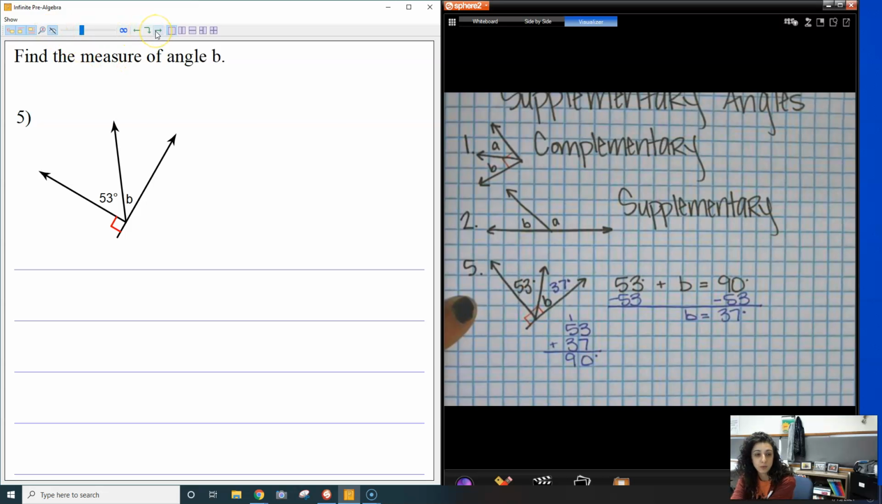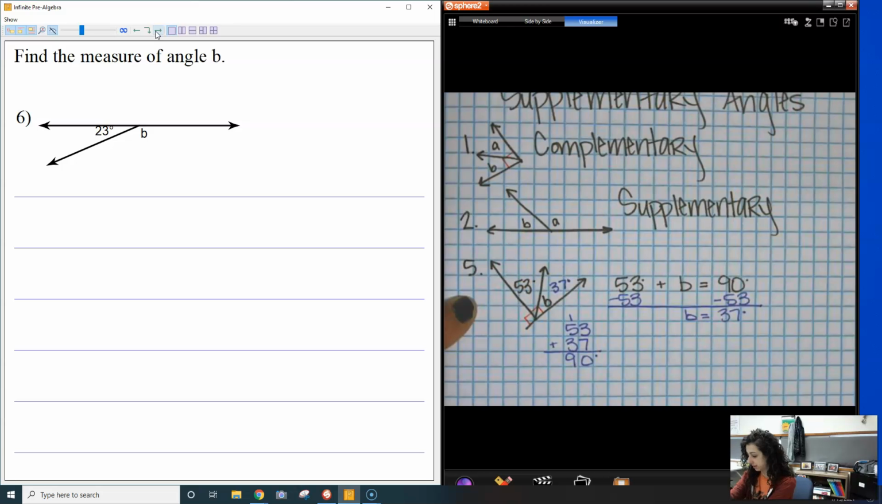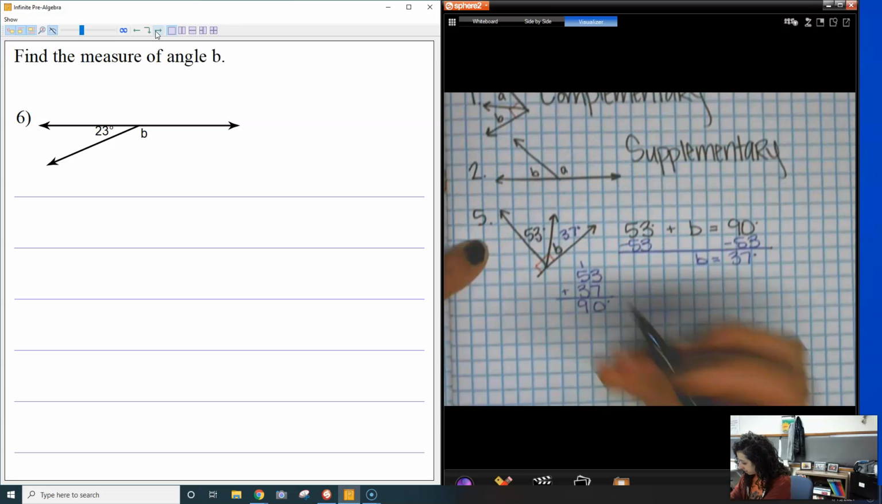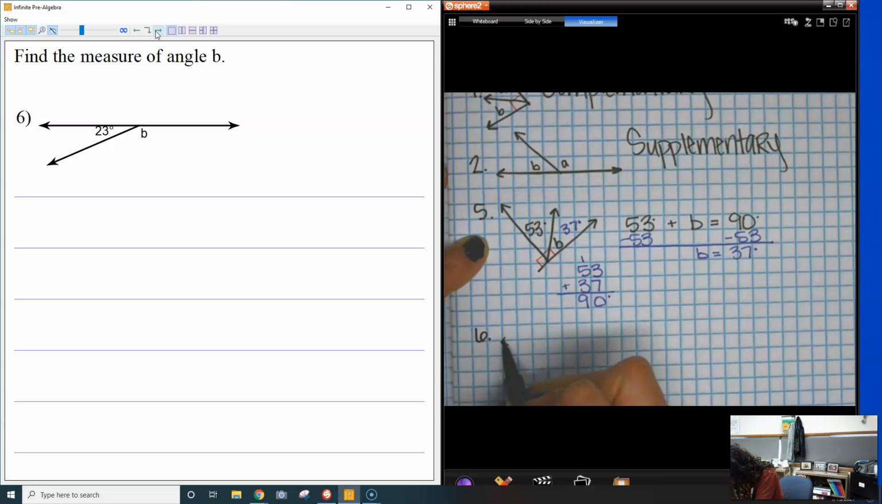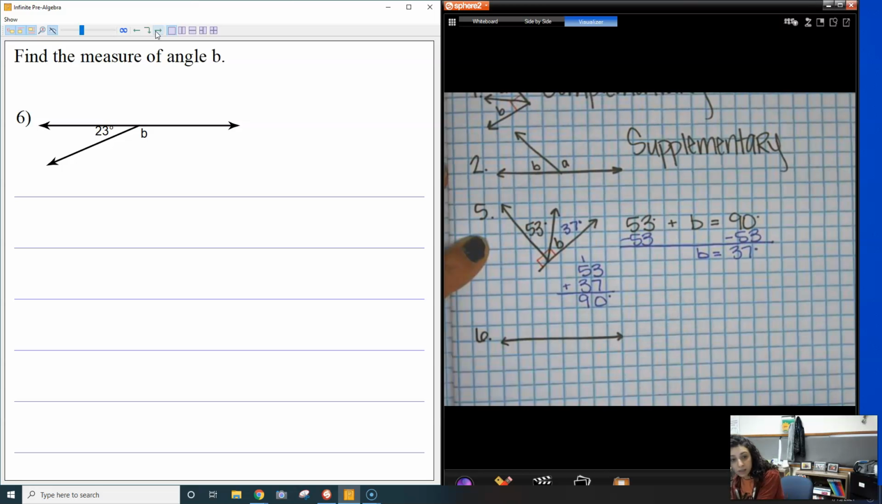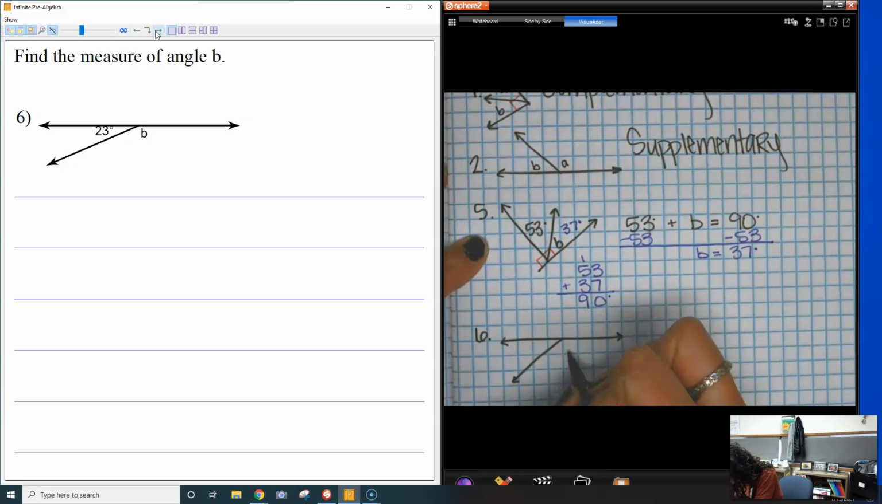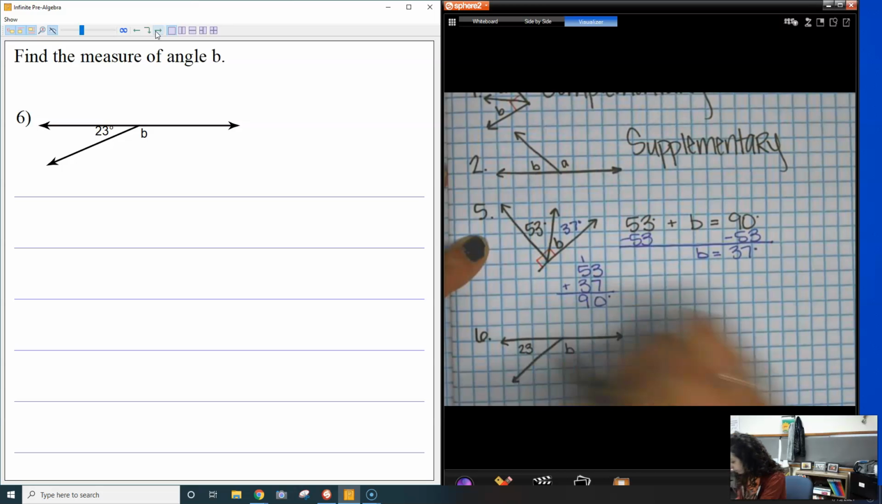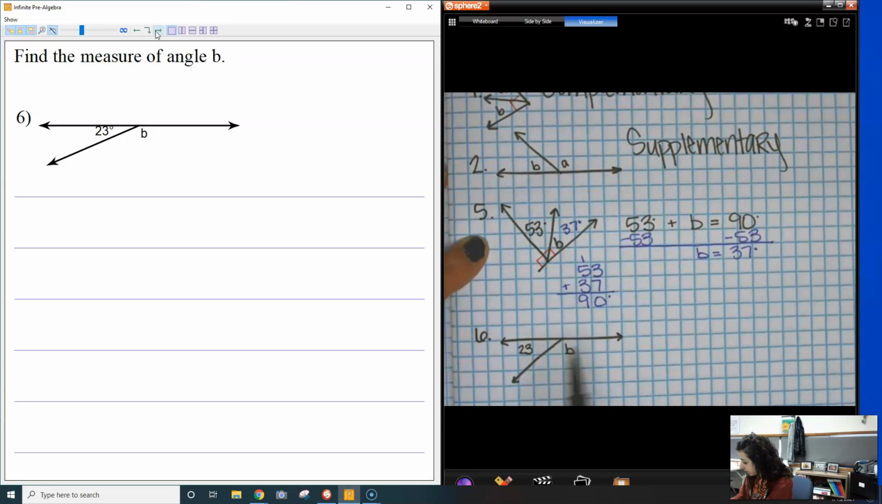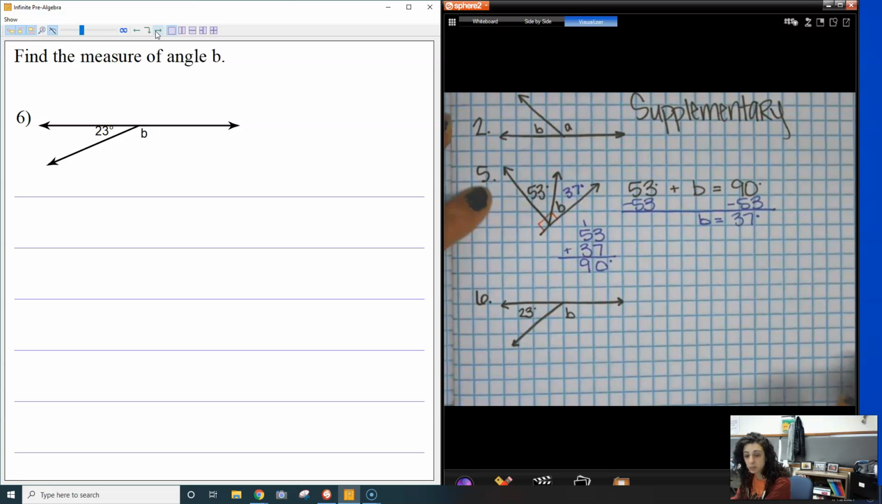All right, let's do a couple more. Number 6. So this is a straight line, left and right, with a diagonal coming out like this. This is B, and this is 23. All right, so these two angles combined make a straight line, and a straight line is 180 degrees. So that's the definition of supplementary.